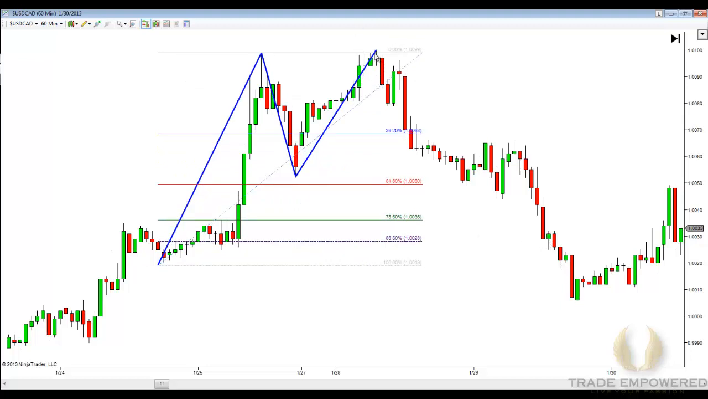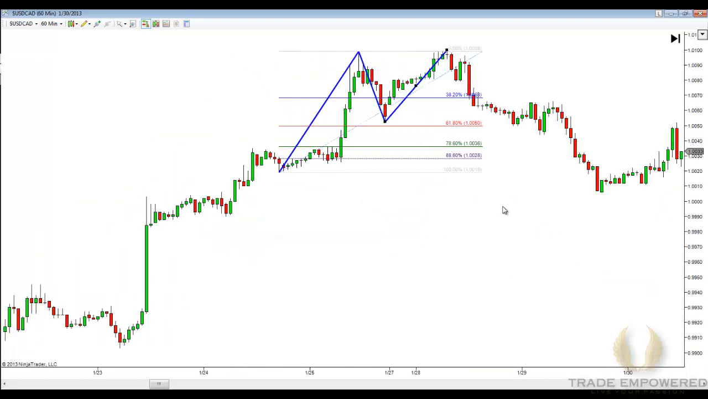But because we followed our rules, because we were able to recognize that this is an invalid pattern, because we have that breach of our A point, and again, just the wick of this candle, and it's only by one tick, but every tick matters. This allows us to stay out of the trade and protect ourselves against a loss that we otherwise would have taken.